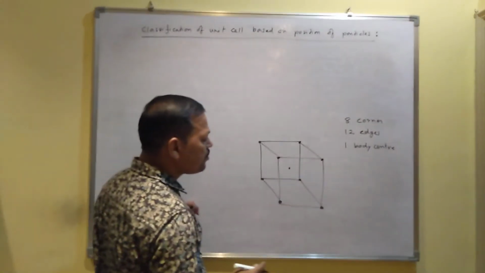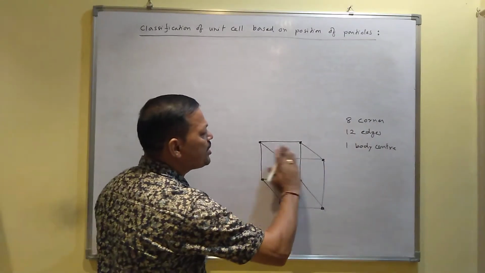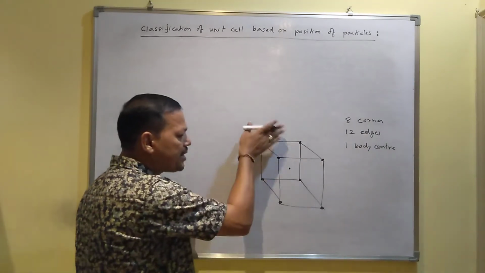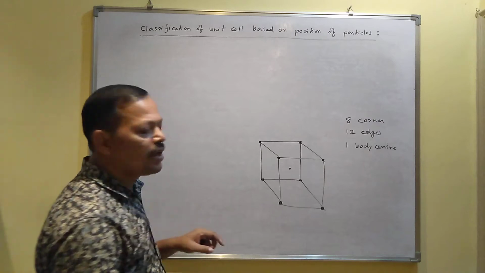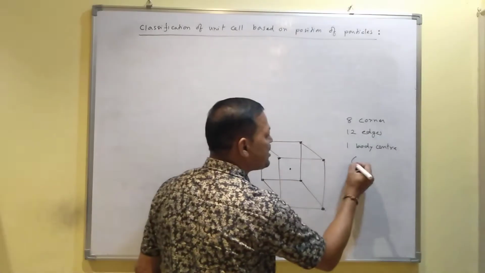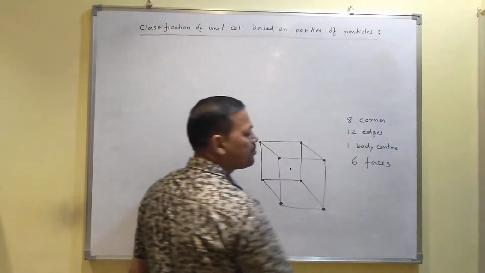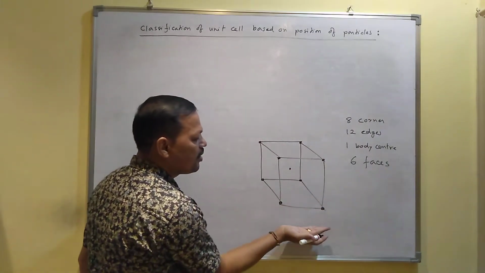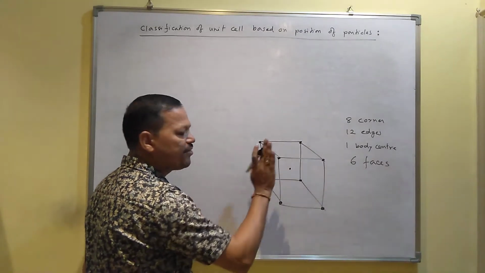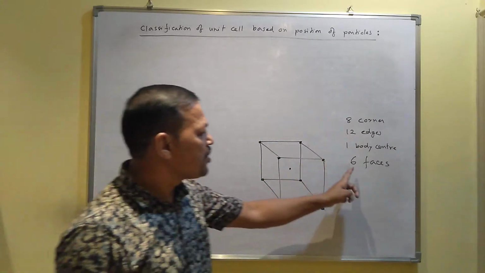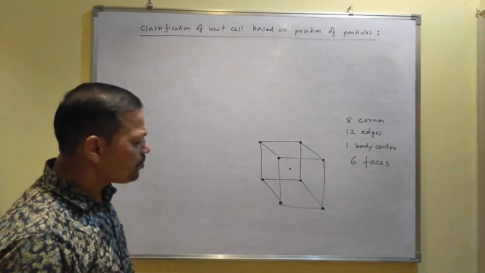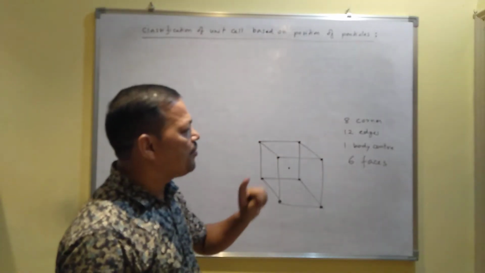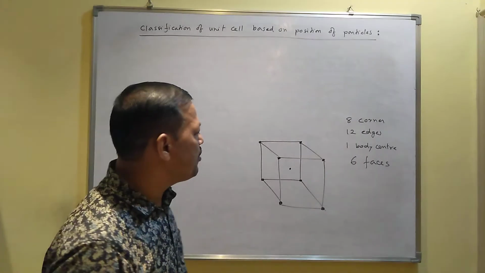And every cube contains faces. This is one face, this is another face, this is another face, this one side face, back side face, front side face. Every cube contains 6 faces. Do you know what a face is? Face means this is one of the faces, this is another face, downward face, front face, side face, back side face. Like this you will get 6 faces in a cube. And so a unit cell contains 8 corners, 12 edges, 6 faces, 1 body center.